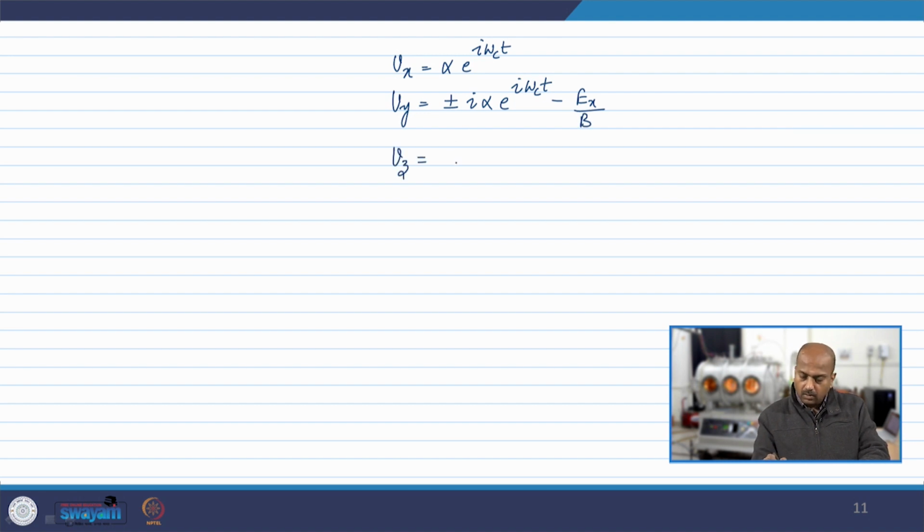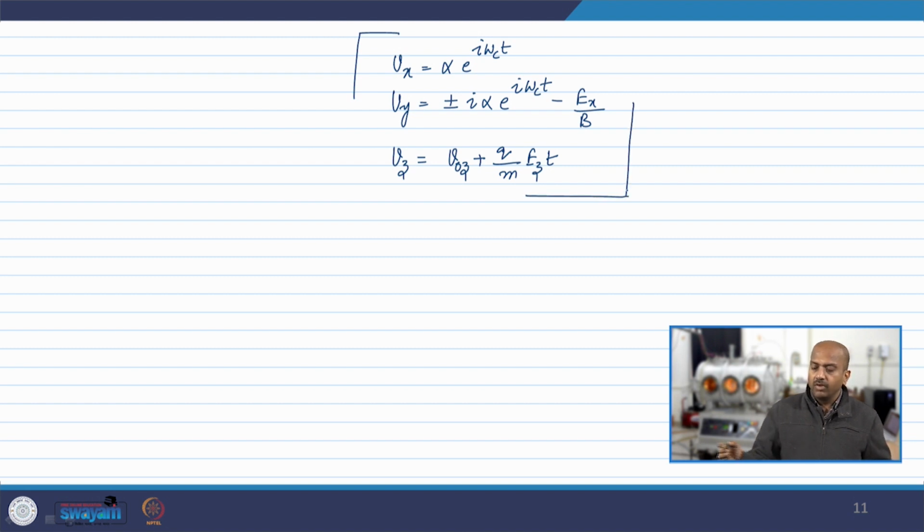Vz is equal to V0z plus q by m Ez t, right. So, if you compare these three equations for Vx, Vy, Vz with the case of an isolated uniform static magnetic field alone, we will realize what has changed. The only thing that has actually changed is the additional factor in Vy, which has this additional factor of Ex by Bz.